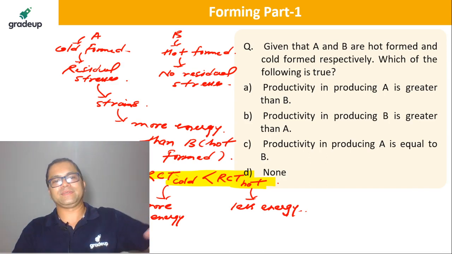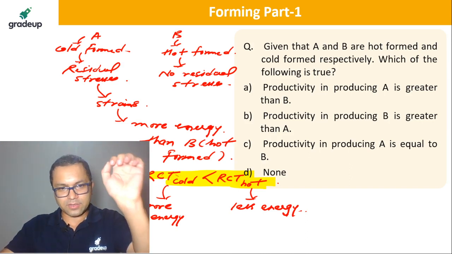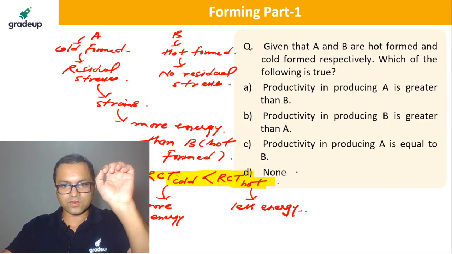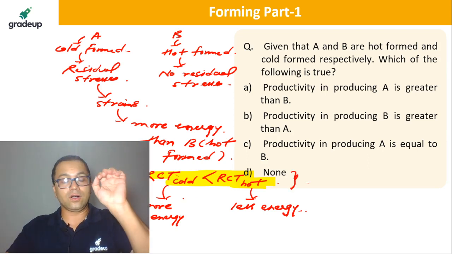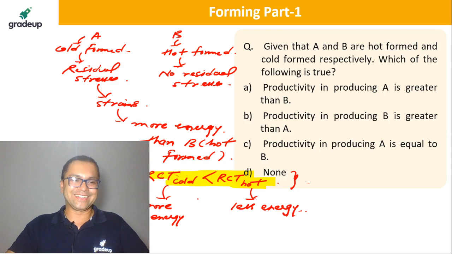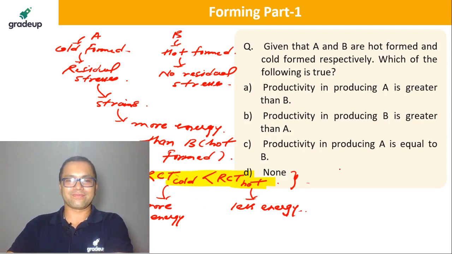Are you getting that? If you're not getting this, just keep this in mind: RCT of cold is lesser than RCT of hot. Is it good? Just type in I if you could understand that, so that we can move ahead, okay?